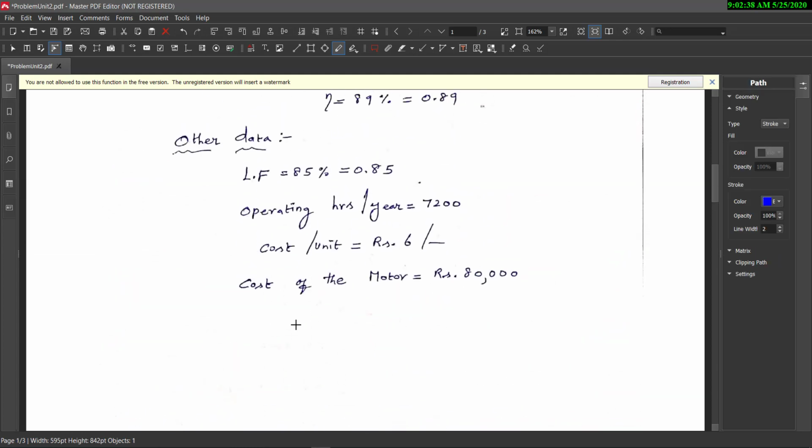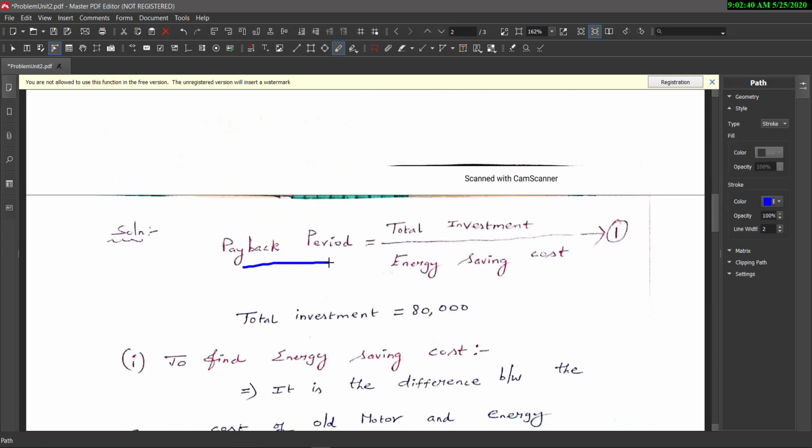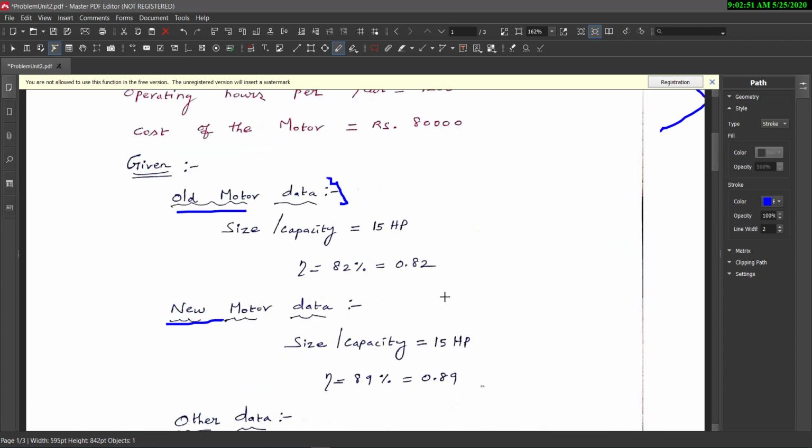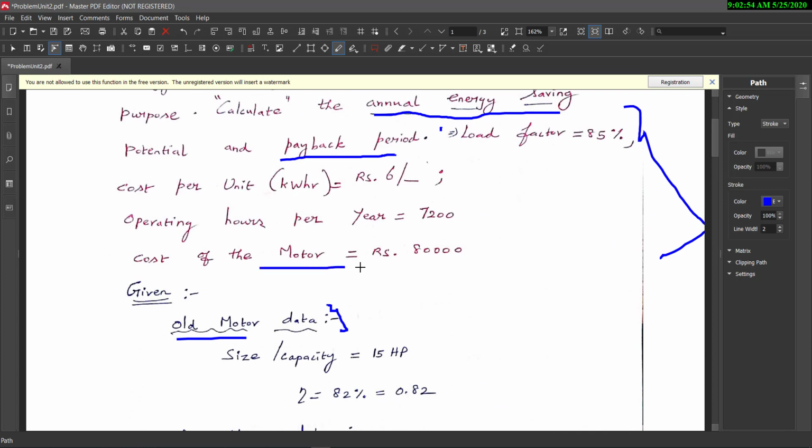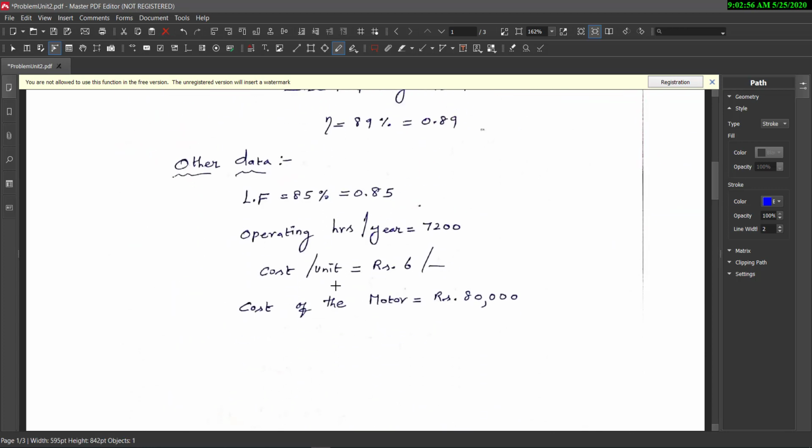Here our objective is to find the payback period, which is given by the formula: total investment divided by energy saving cost. This is taken as equation 1. Here the total investment is 80,000 rupees, the overall cost of the motor.